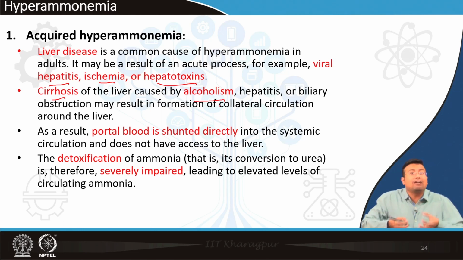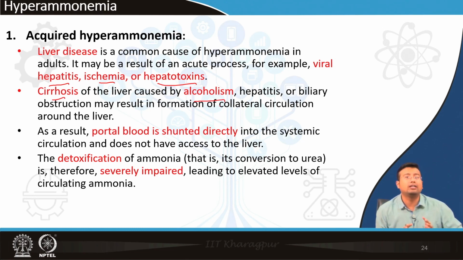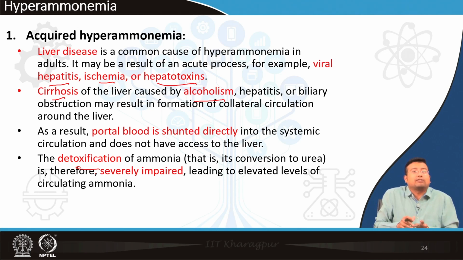Ultimately, this portal blood containing all the toxic ammonia will be directly shunted into the bloodstream, and that is when the amount of ammonia will rise and all the symptoms of hyperammonemia will be evident, and this will lead to a situation where detoxification of ammonia is severely hampered, right?